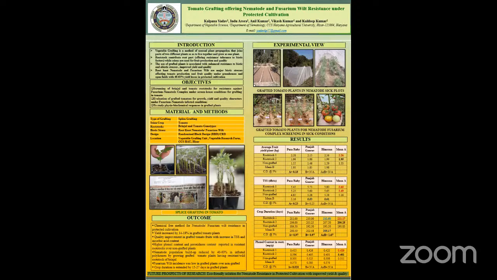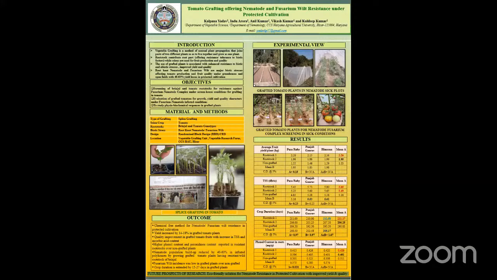Good morning, everyone. My name is Kalpana Yadav. I am a PhD research scholar at CCS HAU Hisar. The topic of my presentation is tomato grafting, offering nematode and fusarium wilt resistance under protected cultivation.